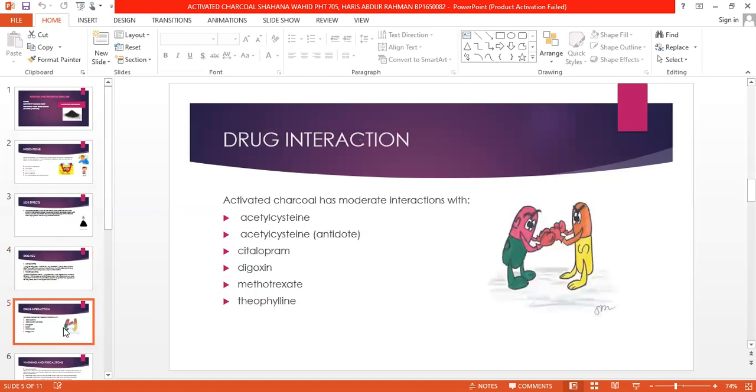Here are some of the drug interactions that activated charcoal has. It has moderate interaction with acetylcysteine, citalopram, which is an antidepressant drug, digoxin, methotrexate, and theophylline. These are some of the drugs that you must be careful with when administering activated charcoal.